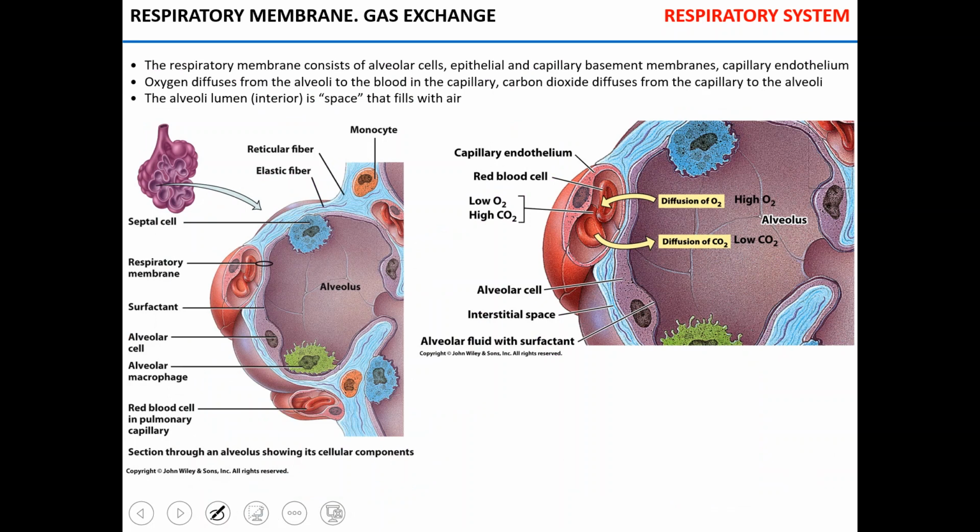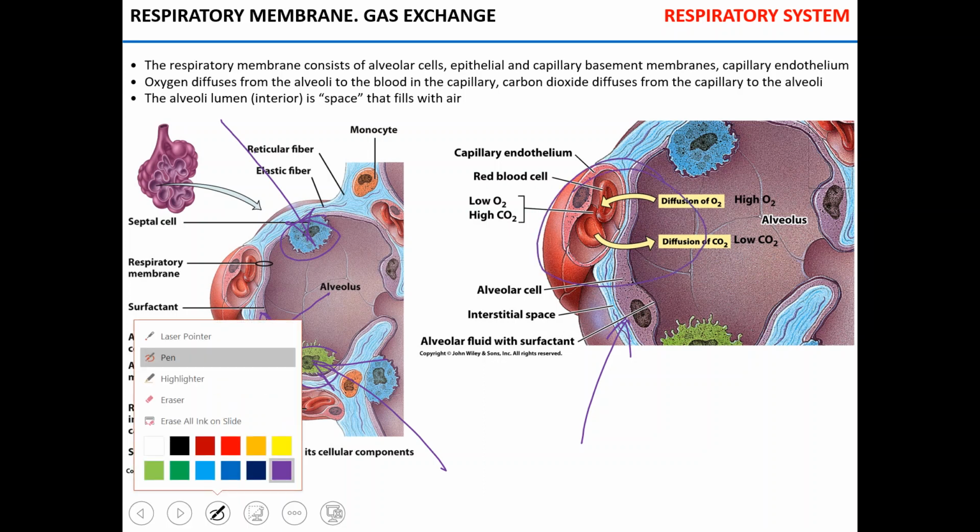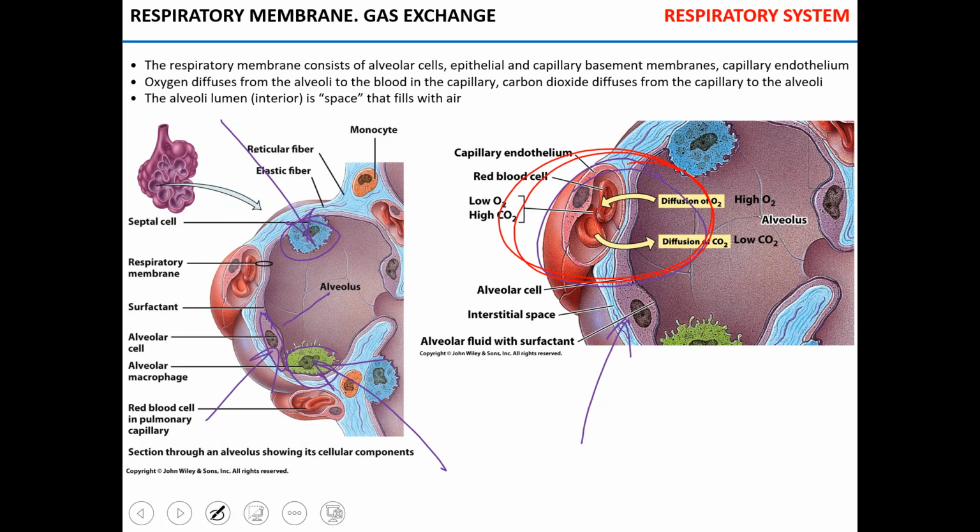So this is how an alveolus looks. You can see the alveolar cells here, simple squamous epithelium in the alveolar cell. You can see alveolar macrophages and septal cells. Septal cells, as we mentioned, produce surfactant, and macrophages clean up the mess. And here you can see the respiratory membrane. You can see the respiratory membrane right here.